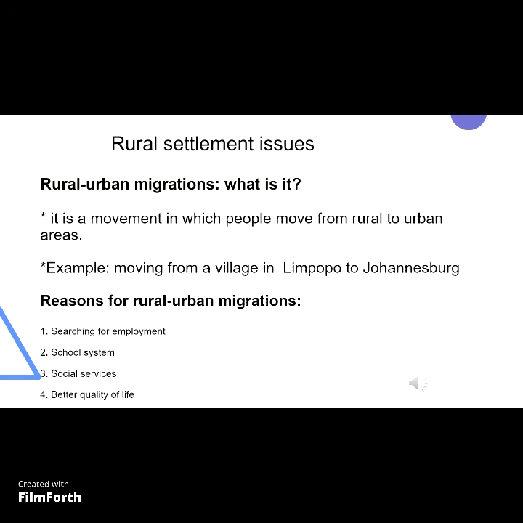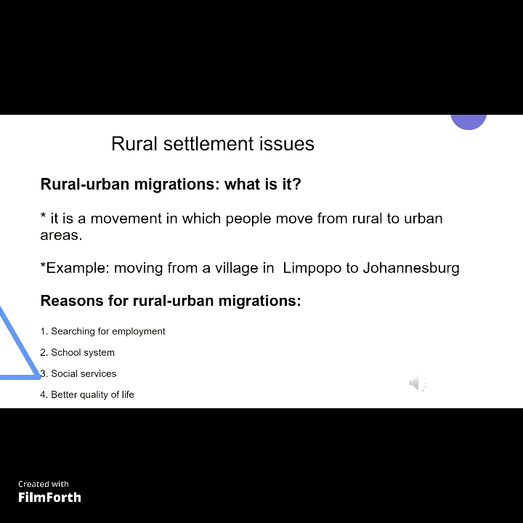These people are either pushed from these places due to unfavourable situations and are pulled to Johannesburg because they want a better quality of life. Also, what are the reasons for rural urban migrations? Number one, searching for employment. In urban locations, there are many employment chances because many industries are located there.